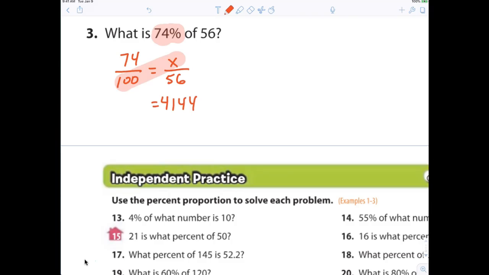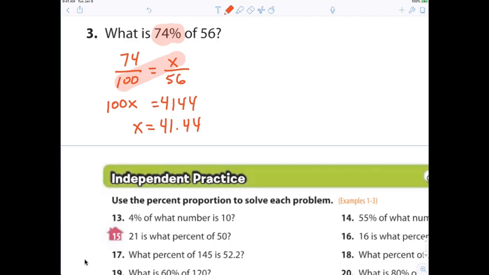4,144 is equal to, is that what you're getting? Yeah. All right. And so x is 41.44. Is everybody agreeing with this?